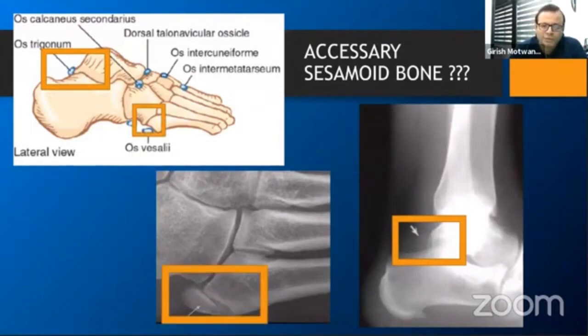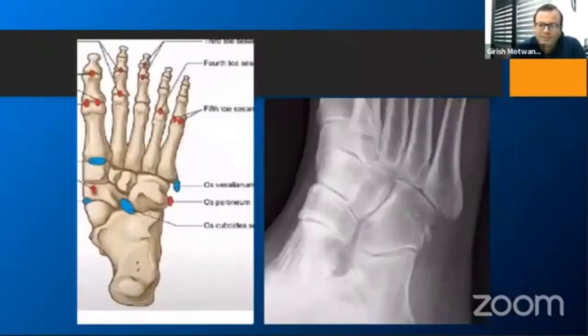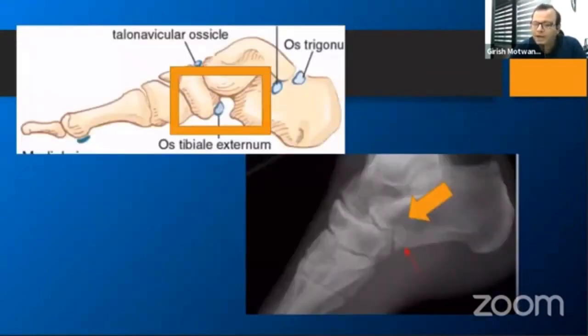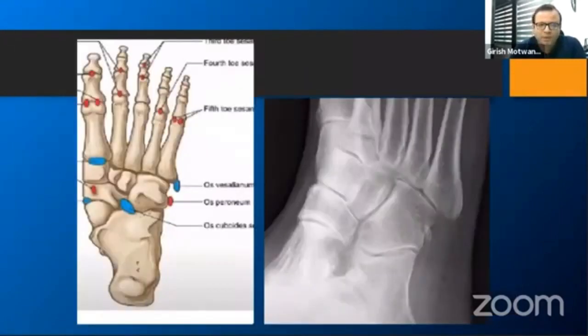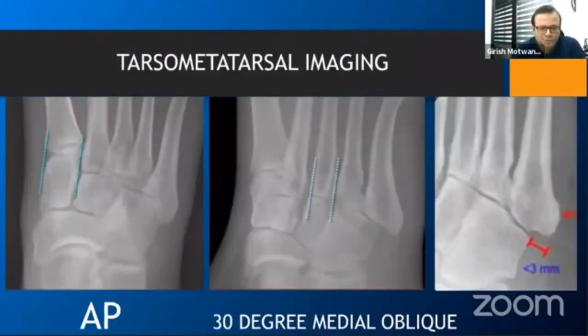As you can look here also, a fracture of the base of the fifth metatarsal is commonly confused with the os vesalianum. In the lateral view, commonly the confusion arises between the presence of an os tibiale externum and a fracture of the navicular bone. In the oblique view of the X-ray, many times you look at the os peroneum and wrongly label it as a peroneus longus avulsion fracture. So always look at the cortical margins, whether they are rounded or sharp, so that you can distinguish between a normal accessory or sesamoid bone and a fracture.